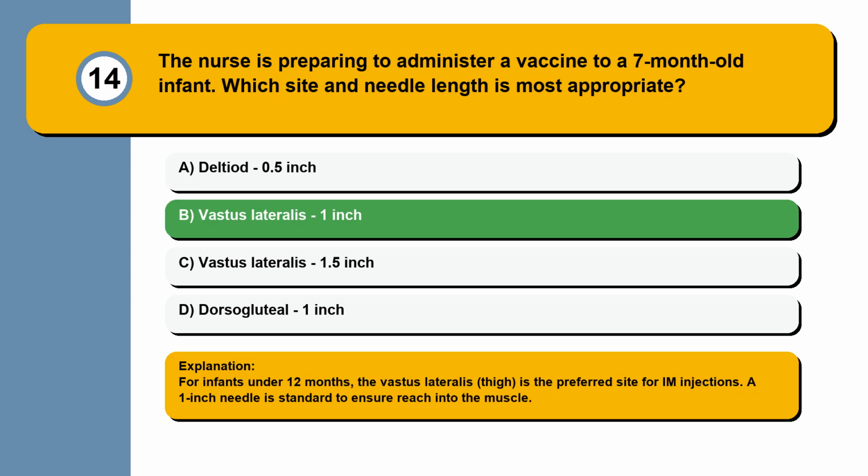For infants under 12 months, the vastus lateralis, thigh, is the preferred site for IM injections. A 1-inch needle is standard to ensure reach into the muscle.